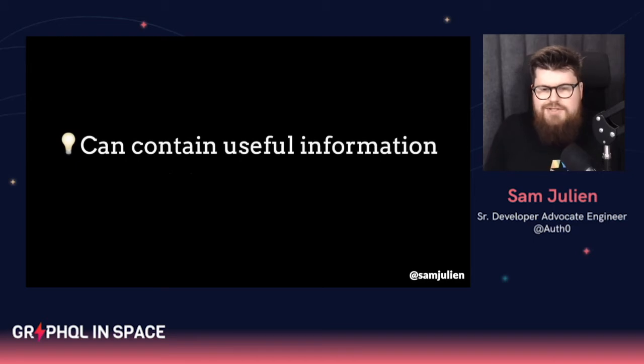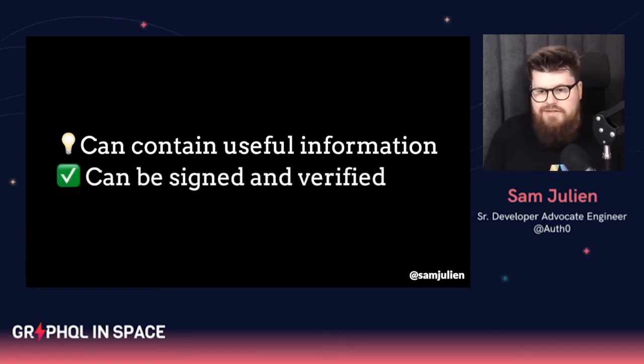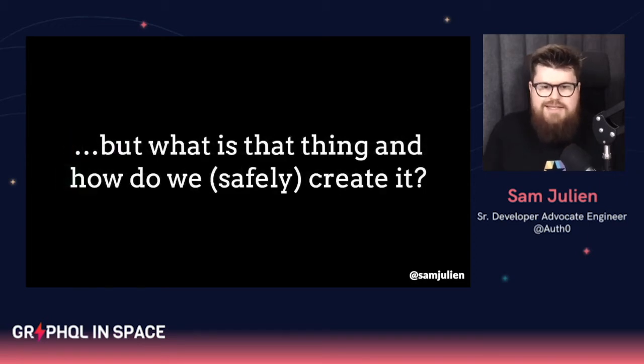But if we can't use cookies, what is it that we need? We need something that can contain useful information, something like the claims that the user might have about this data. And we also need this thing to be able to be signed and verified. We need to be able to prove that the little artifact that we have came from where we expect it to and is the right thing. We can't just let anybody send this artifact over and just blindly trust it. So what is this thing, and how do we safely create it?